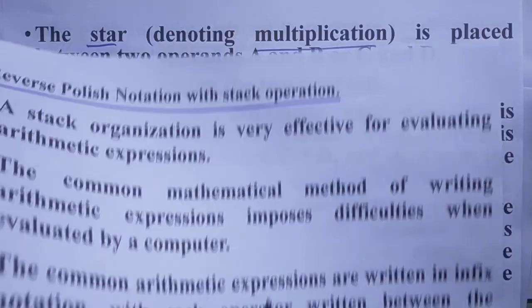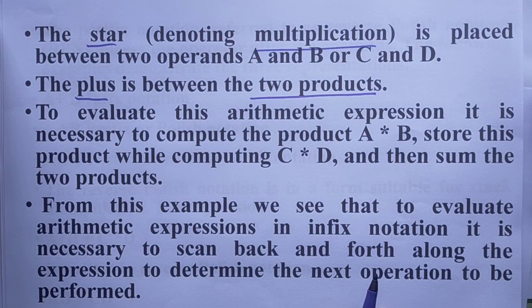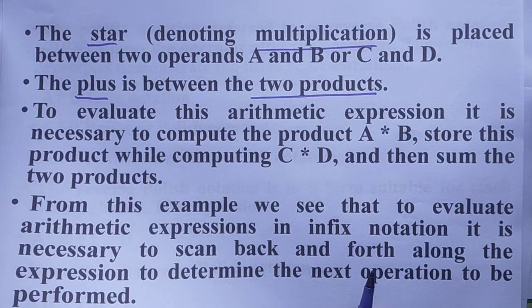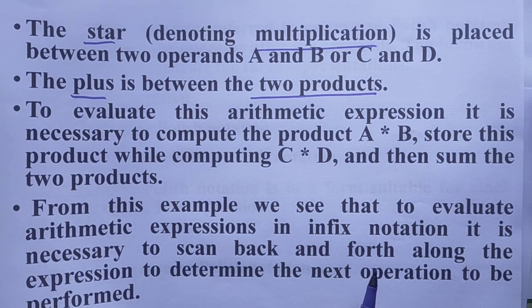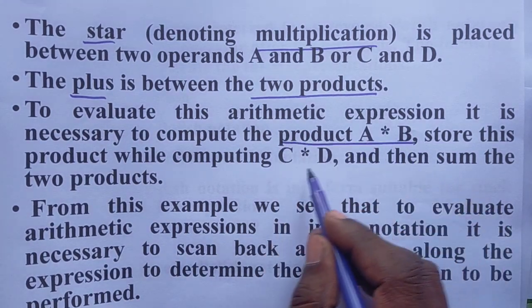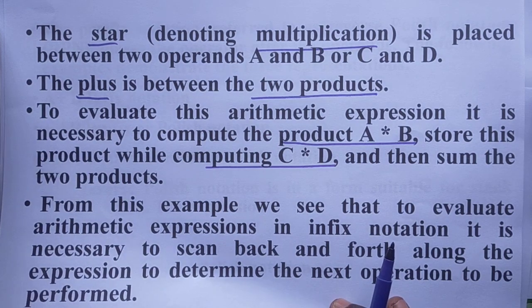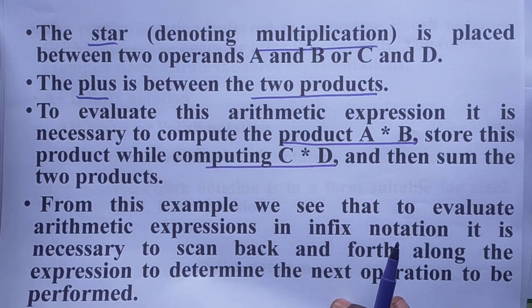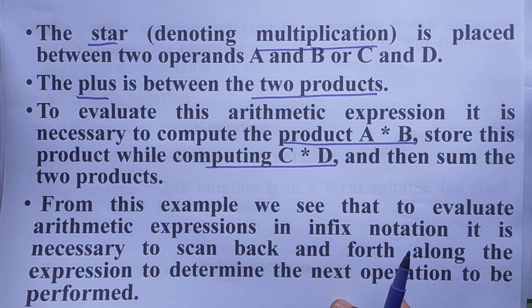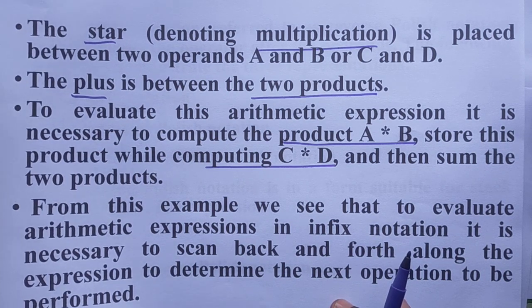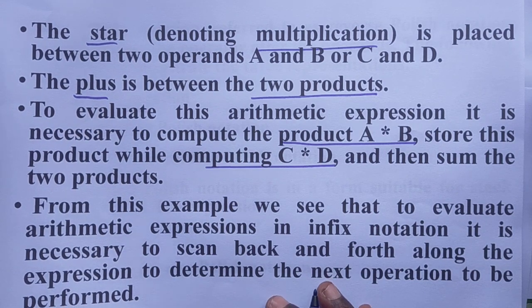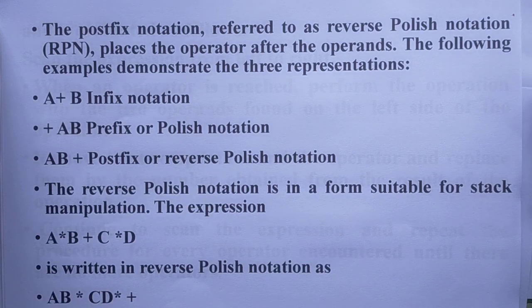To evaluate this arithmetic expression, it is necessary to compute the product of a and b first, then the product of c and d, then the sum of the two products. It is a very simple way. And if we consider that expression as infix notation, it is necessary to scan back and forth along the expression to determine the next operation. Suppose one part is completed, then we go through the other part.